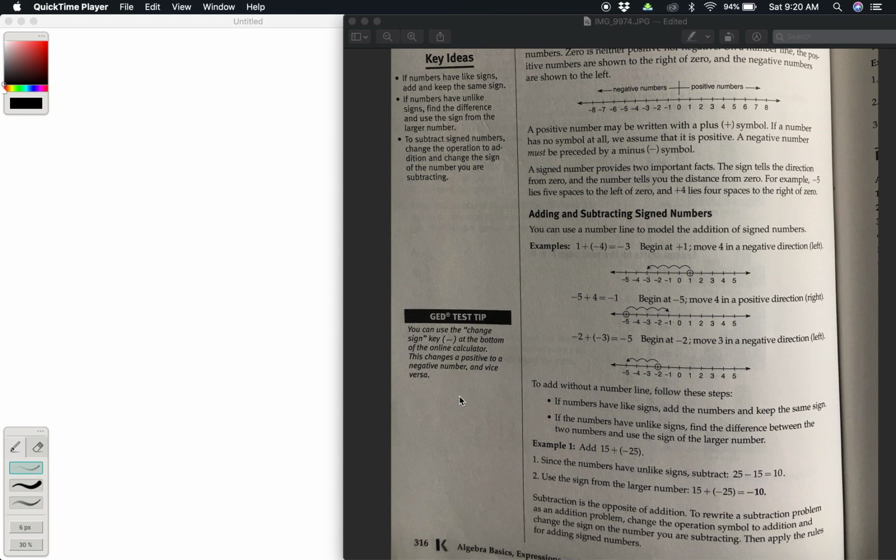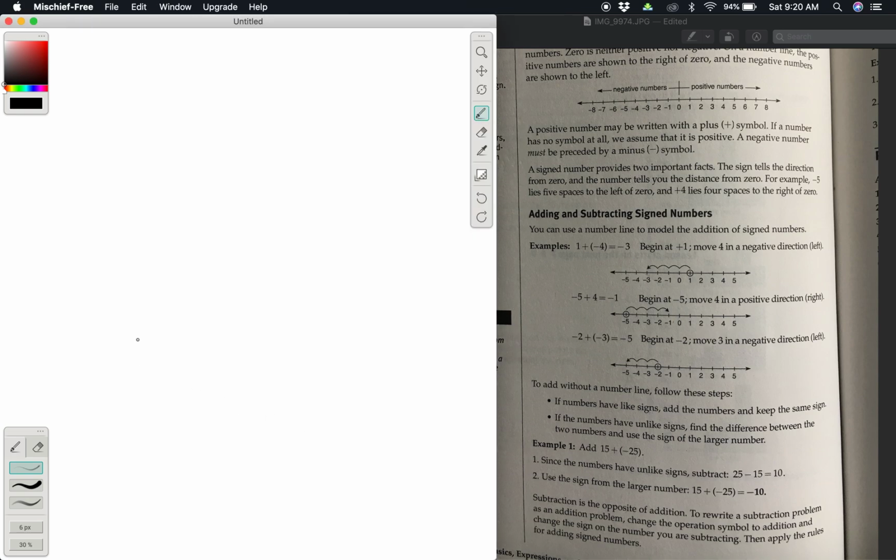If you have two positive numbers, another thing is if there is no sign, we assume it's positive, like in our everyday numbers that we use. Like this, 15 would be a positive number. It's only negative if it has the negative sign in front of it.